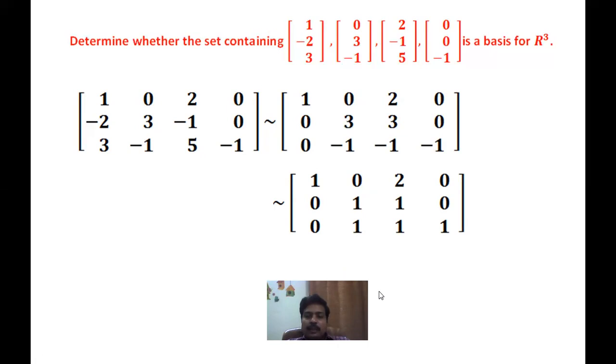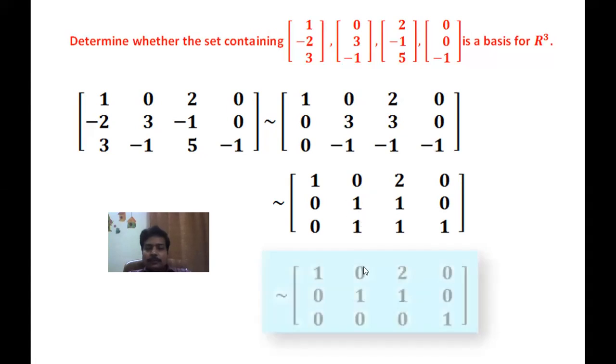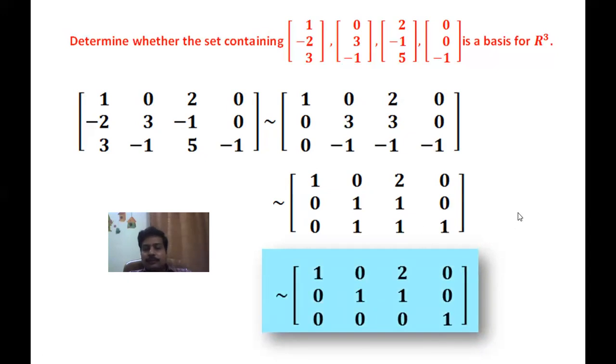Now to get echelon form, I need a 0 here. So I am subtracting this from R. So these two become 0. So now the matrix is in echelon form. So we have 3 pivot positions, this one and this one and this one. So 1, 2 and 4 are pivot columns. 3 is a non-pivot column.